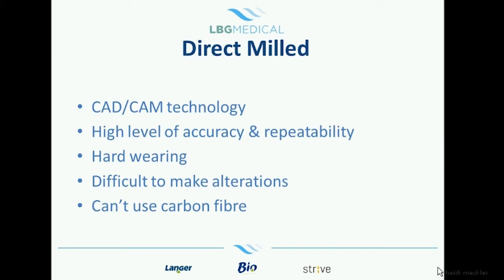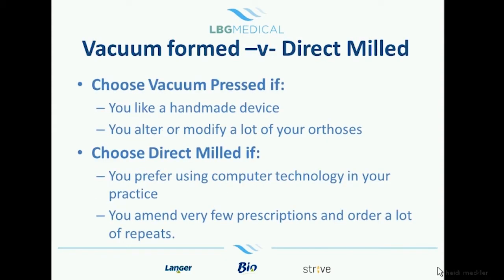So there's no right or wrong answer as to whether you would use direct milled or vacuum formed. It's basically a case of what you prefer to use or what your patient diagnosis is. So if I put that in brief, you'd probably choose vacuum pressed for most of your patients if you like a handmade device or you like to alter or modify a lot of your devices. And you'd more likely choose direct milled if you prefer using computer technology in your practice, and if you amend very few prescriptions and you order a lot of repeats. But that's a very basic overview there.